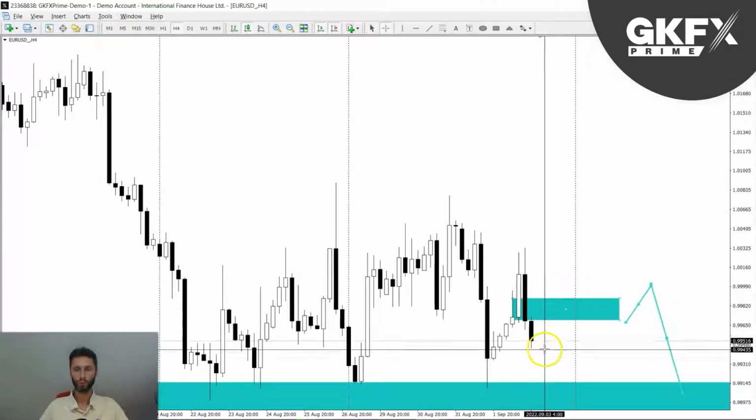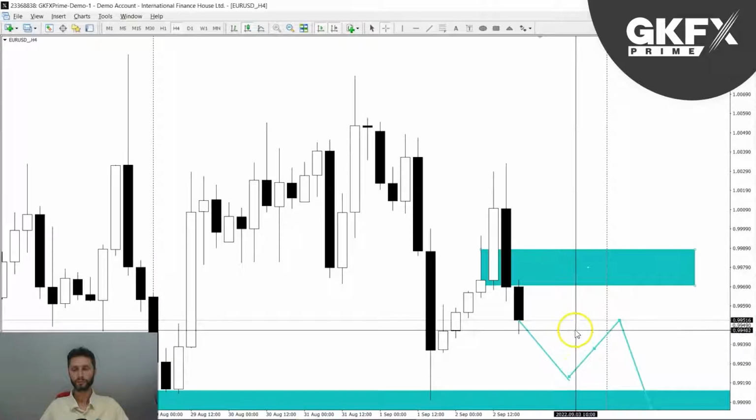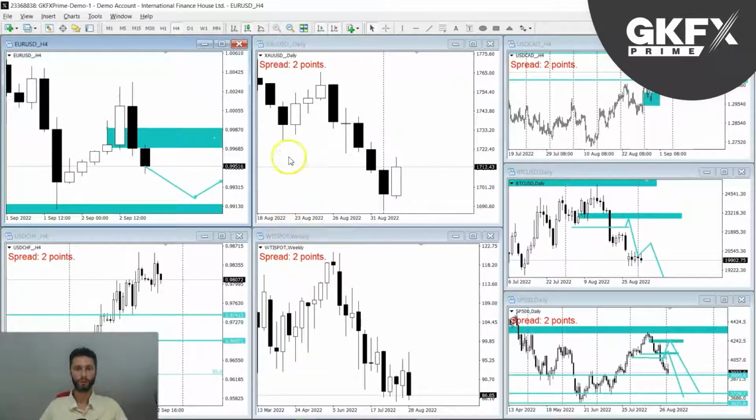If we don't get a pullback now, we may get a pullback a little bit later on if the market does this. It may happen a bit lower down. So if we get a further move downwards, then I'm still looking for that pullback to get a better, more expensive price to then come down. So that's the euro dollar.